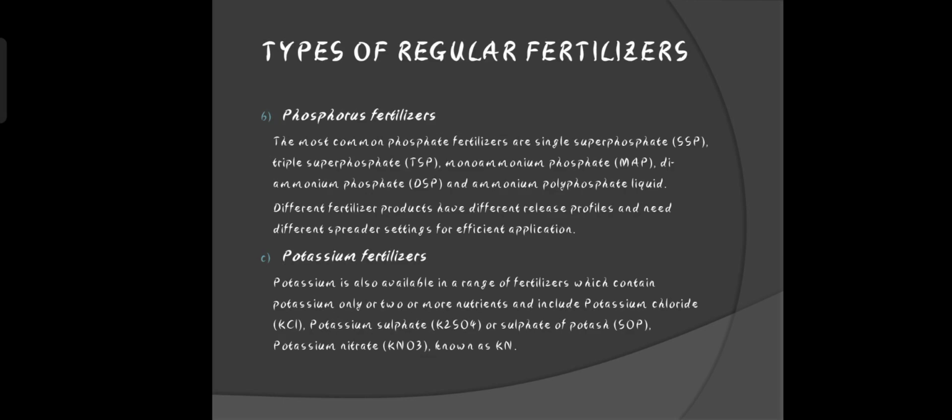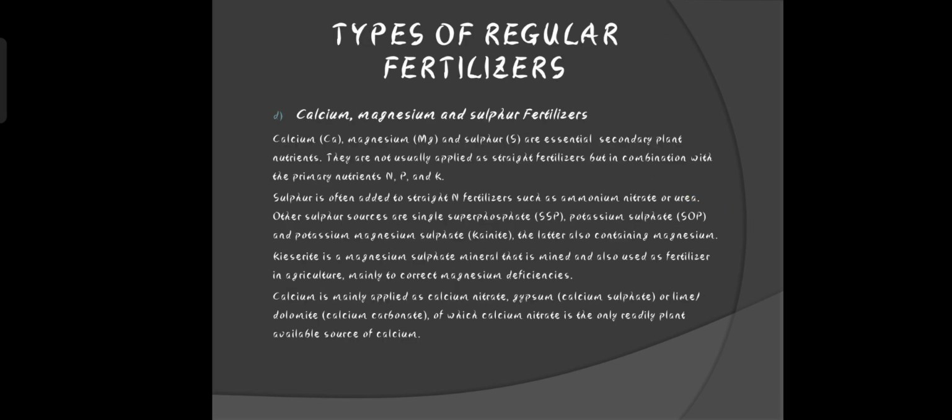Potassium fertilizers. Potassium is also available in a range of fertilizers which contain potassium only or two or more nutrients, and include potassium chloride, potassium sulfate or sulfate of potash, and potassium nitrate, known as KN.